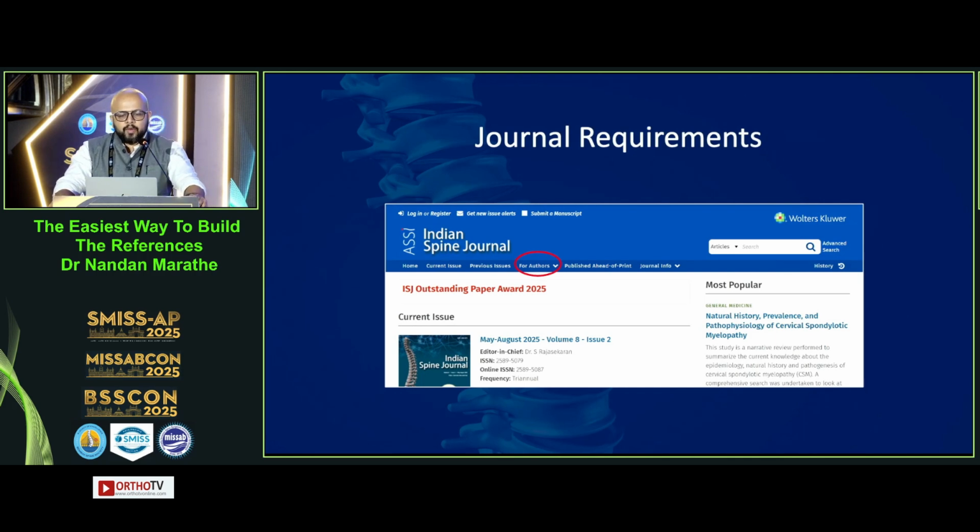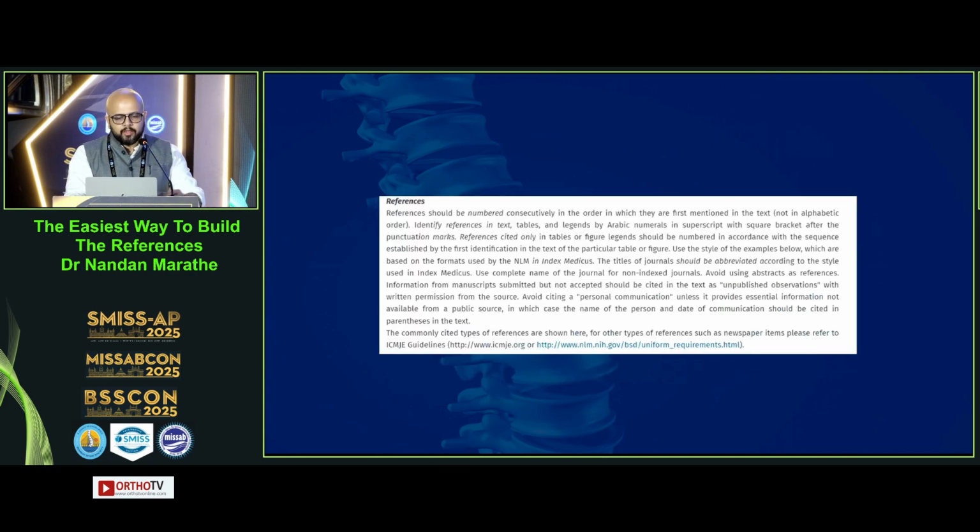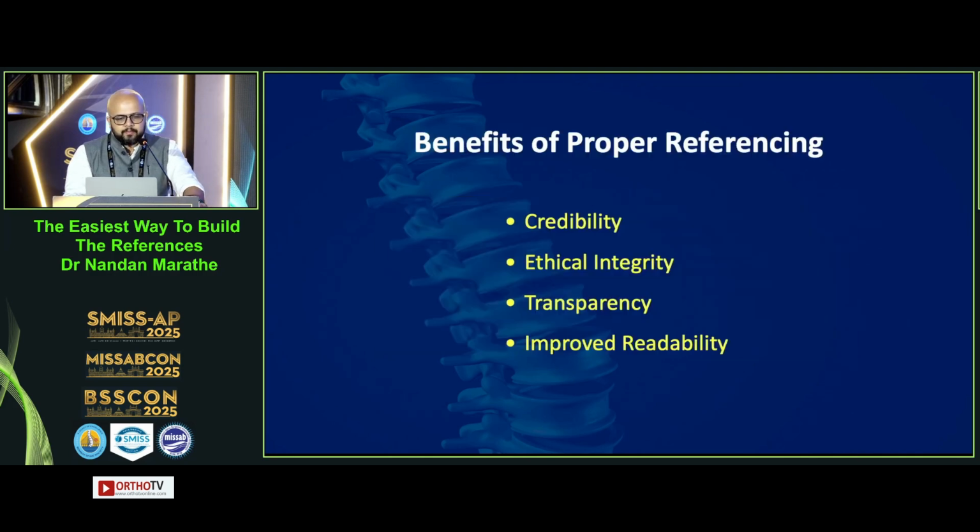So this is how we usually do it. If you go to any journal website, this is the Indian Spine Journal. If you just click on for authors, there will be instructions to the authors. And in the instructions, the journal will clearly mention how they want the references to be written. And it's fairly mechanical and you can easily do it.